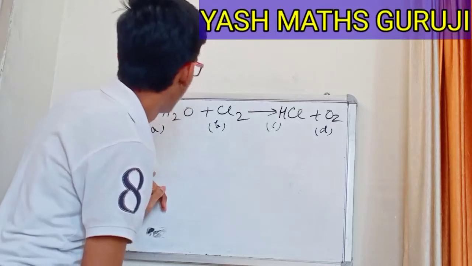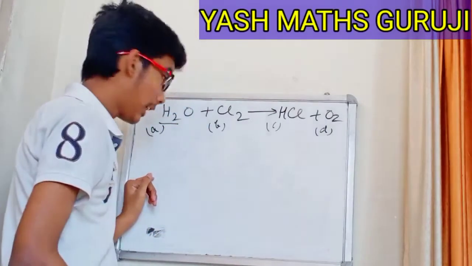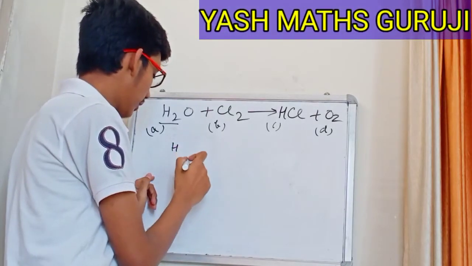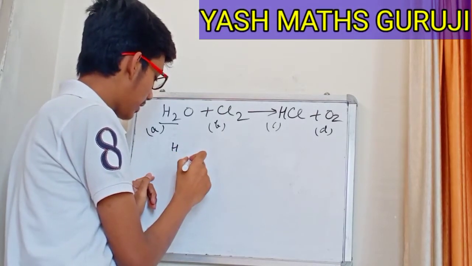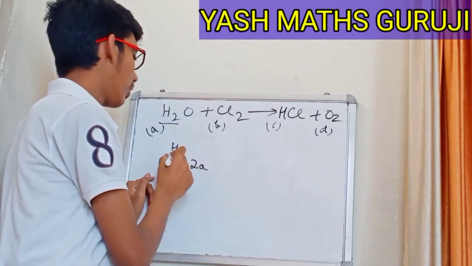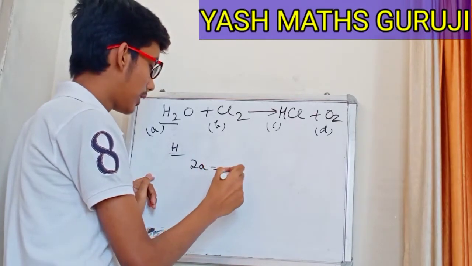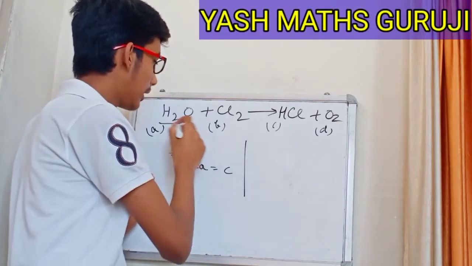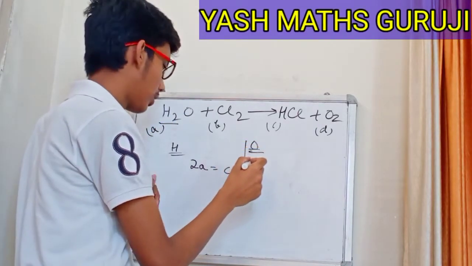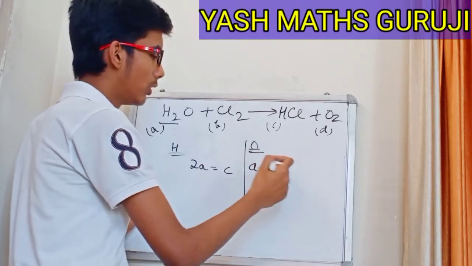And now we will put the values. On the left hand side, how many H are there? 2. So for H, on the left hand side, H is 2, so we will give it as 2A. On the right hand side, how many H? 1. So H is C. Now for oxygen, how many oxygen are there? 1. A equal to 1 oxygen, and on the right hand side how many oxygen are there? 2. 2D.